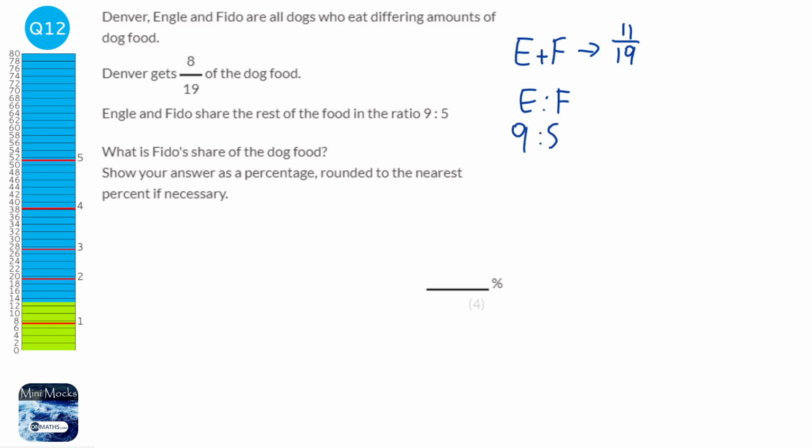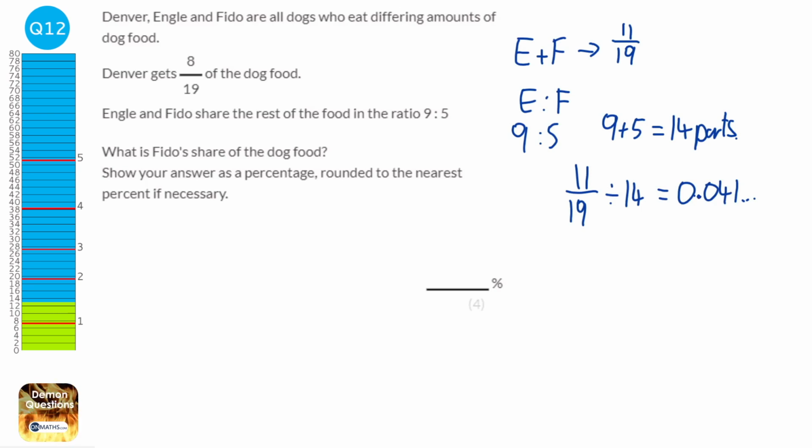Let's have a look and see, first of all, how many parts there are altogether. So 9 plus 5, which is 14 parts. So there are 14 parts in total, and the share that they get is 11/19. So I'm going to find out what fraction one of those parts is worth by dividing 11/19 by 14. So each part is worth, and I'm just going to keep this in my calculator, 0.041 and so on.